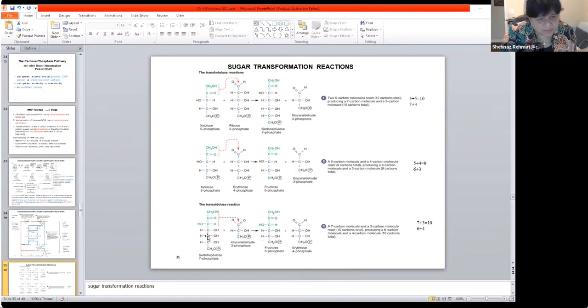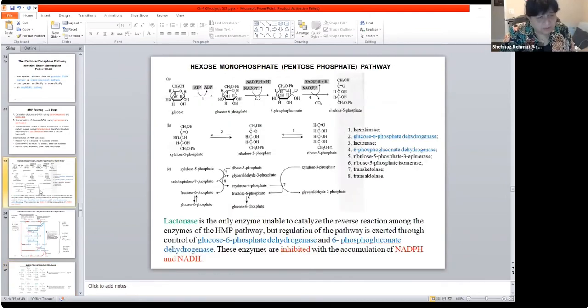Your transaldolase reactions, these are both transketolase reactions. These are transaldolase reactions where the 3 carbons will be transferred. Here 2 carbons are being transferred. Here 3 carbons are being transferred. And your 7 plus 3 come together to give you 6 plus 4. So we've generated quite a few varieties of carbon compounds that can be used somewhere.